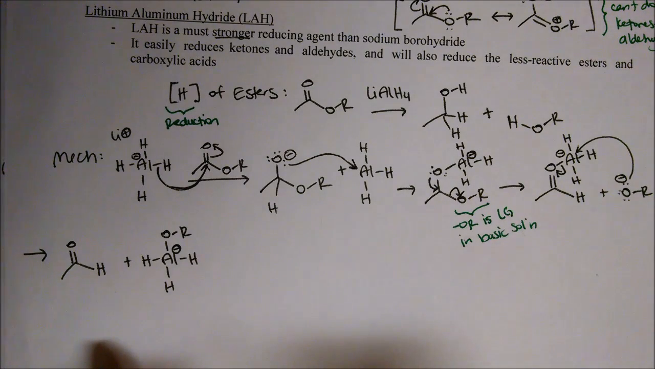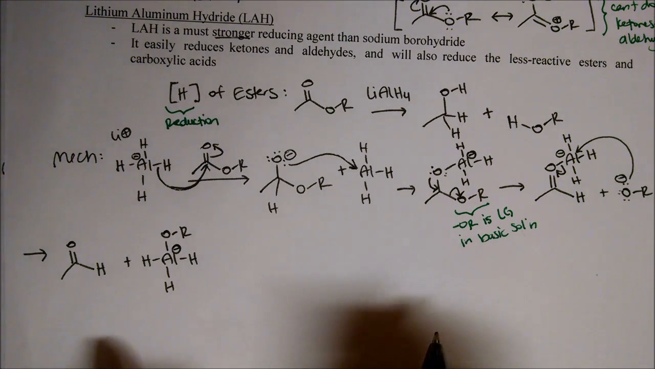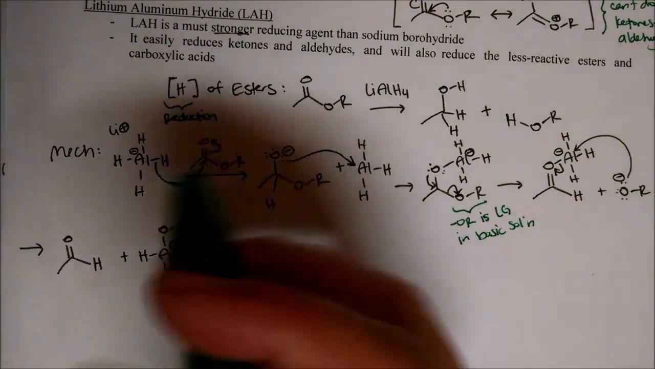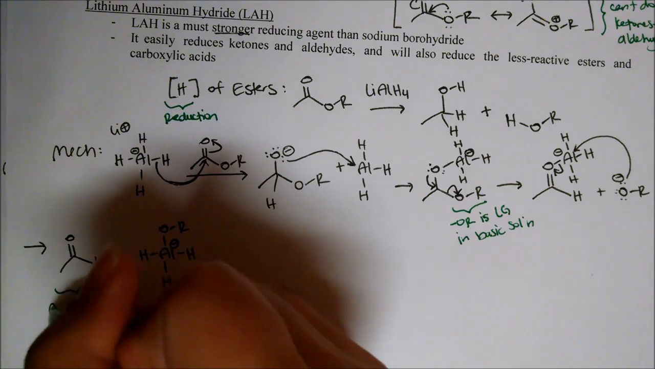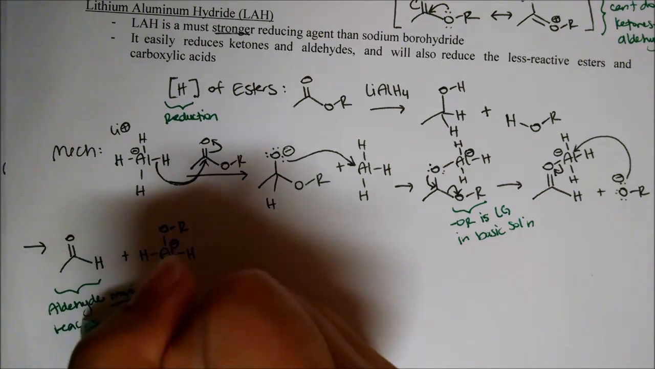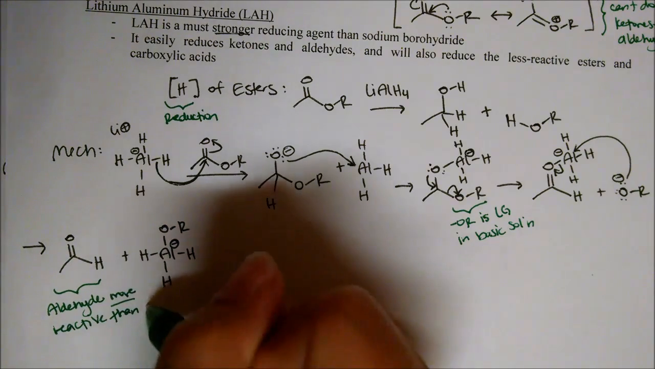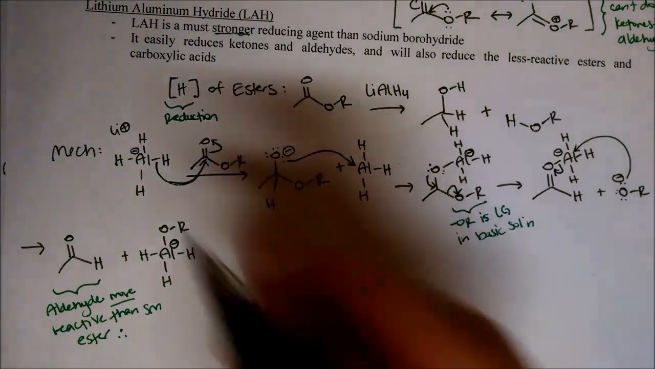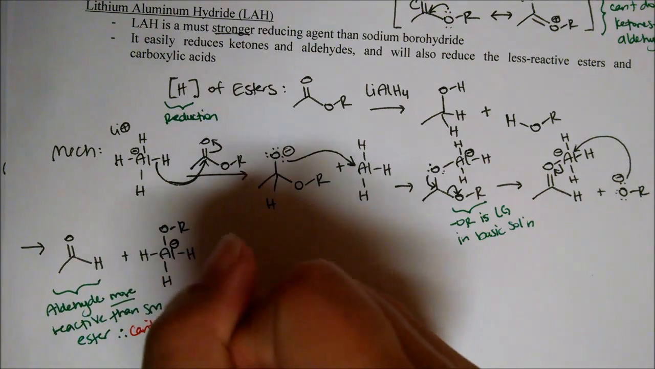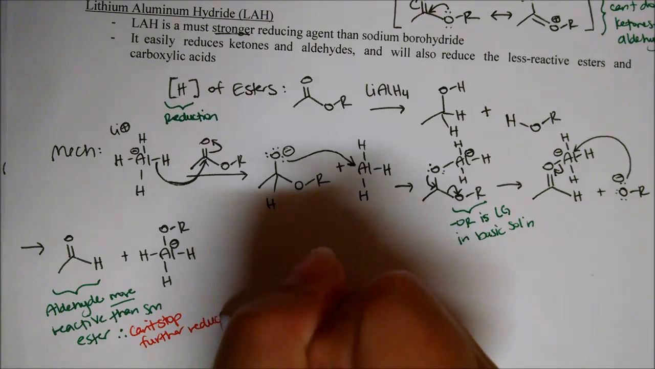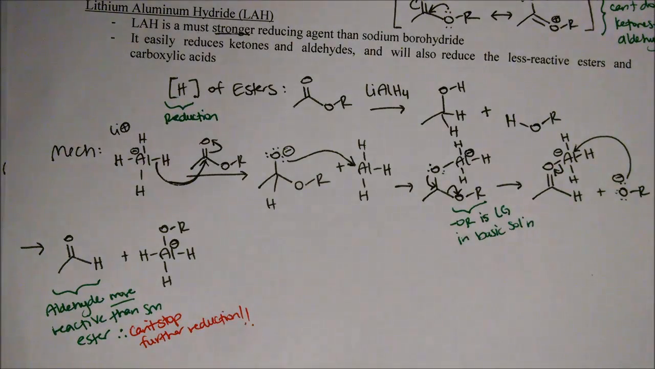When it's got 4 bonds, it is a good Lewis base, or a good nucleophile. And we have our good electrophile here. This aldehyde is actually more reactive than our starting material ester. Therefore, you can't stop it. It's going to get reduced again. You can't stop further reduction. It's just going to happen.